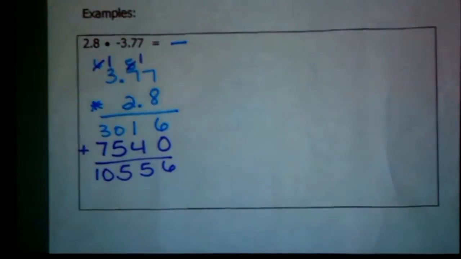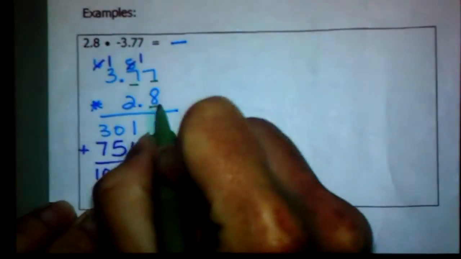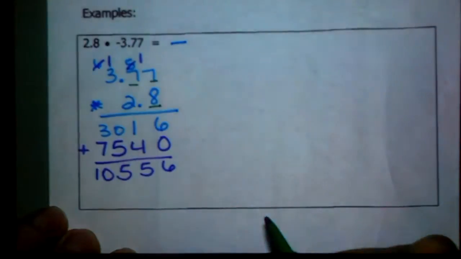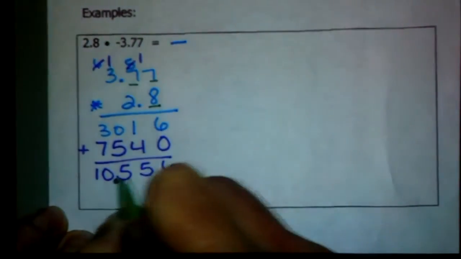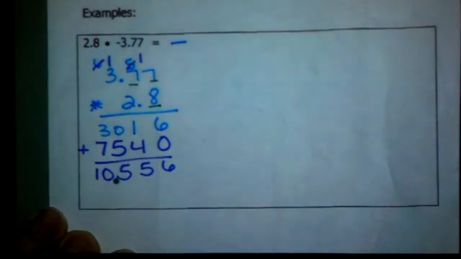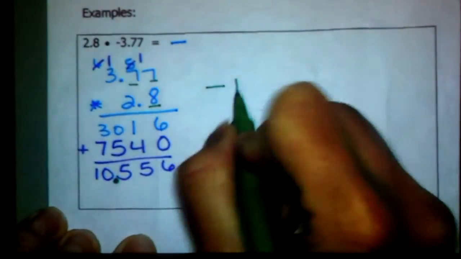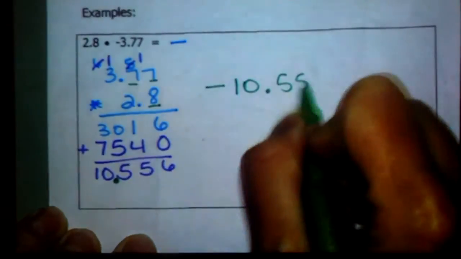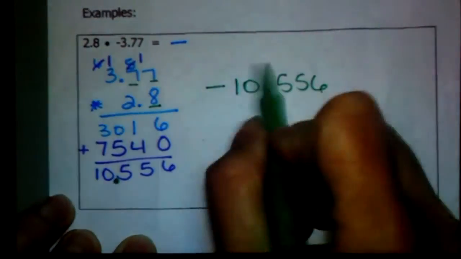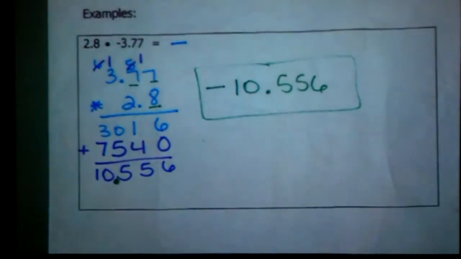Now, here's the part where you have to figure out where the decimal point goes. Notice that in the problem, there are 1, 2, 3 digits behind the decimal point. So in your solution, you need 1, 2, 3 digits behind the decimal point. And in the beginning, we said this was a negative result, so that means our answer is -10 and 556 thousandths.